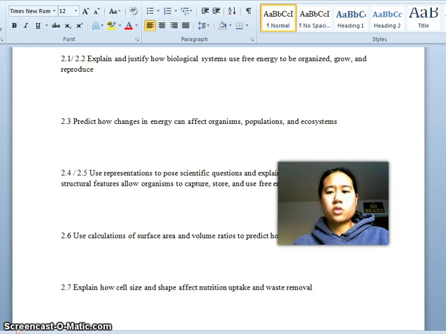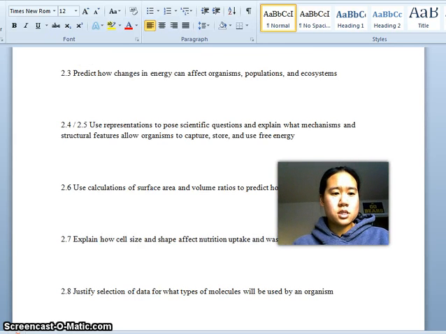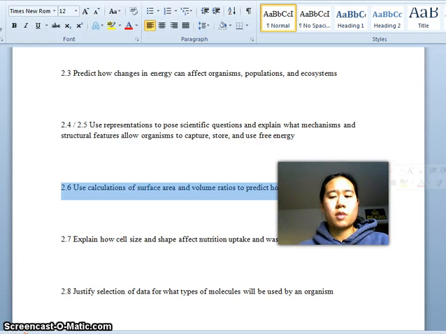So captured, stored, and used has to do again with photosynthesis and cellular respiration. 2.6 would be a great example talking about the diffusion osmosis lab. So the labs have a lot to do with more than one of these objectives. So if you're looking for something that will fit one, I would definitely encourage your labs.